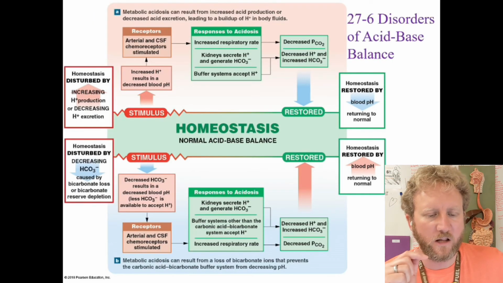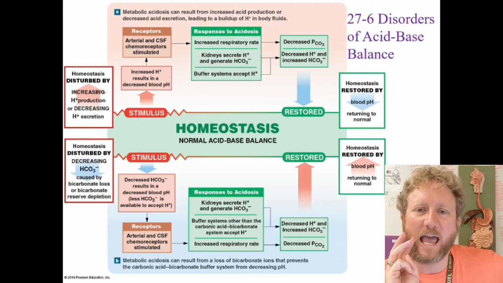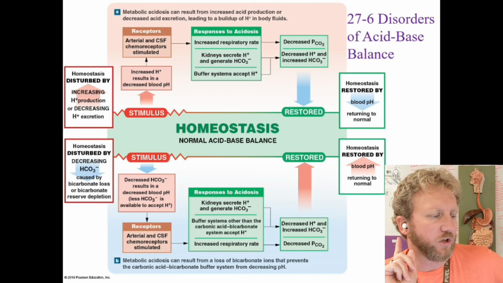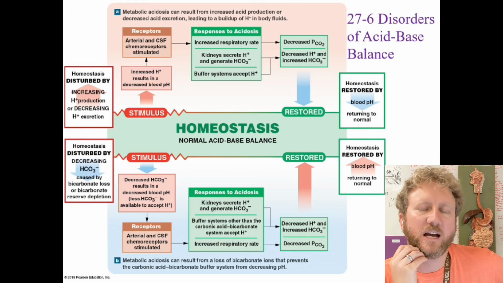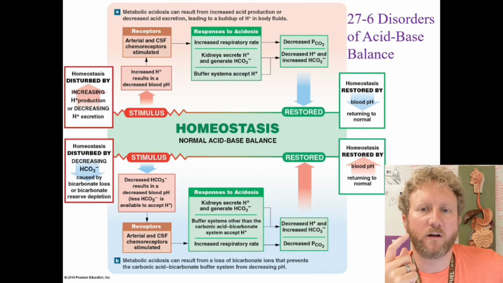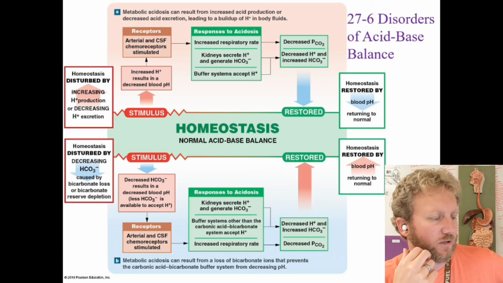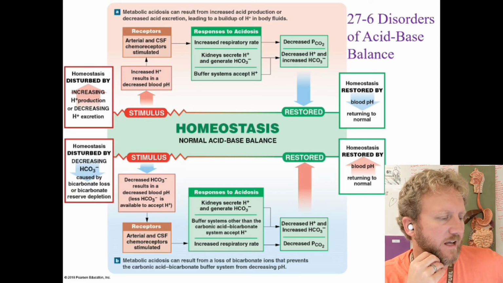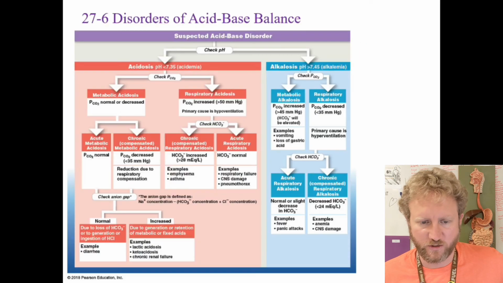Metabolic acidosis and metabolic alkalosis. Three major causes of metabolic acidosis include high production of fixed or metabolic acids, including lactic acid, which is lactic acidosis, and ketoacidosis is another one. Impaired hydrogen secretion or excretion by the kidneys, and severe bicarbonate ion loss. Alkalosis is caused by elevated bicarbonate concentrations and a severe decrease in hydrogen ion concentration.